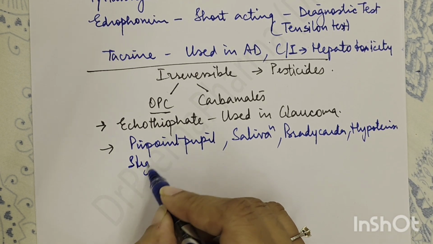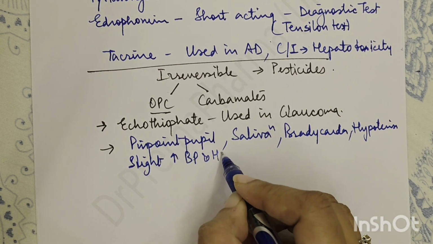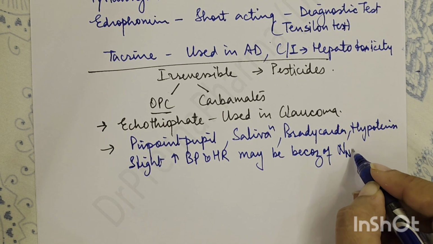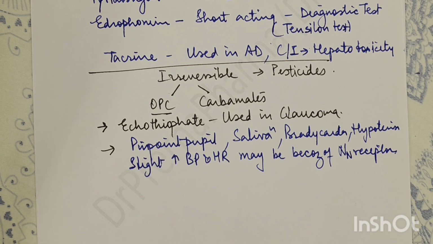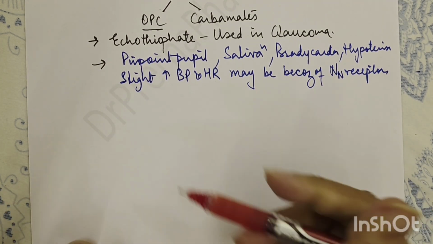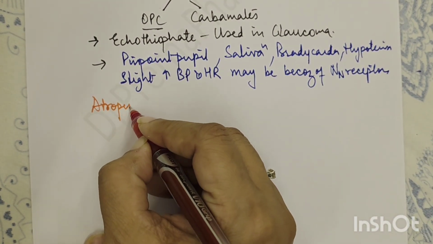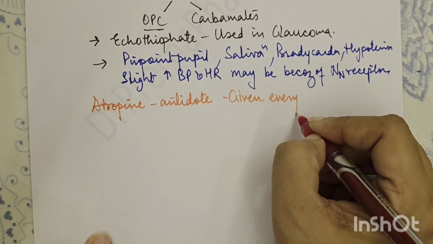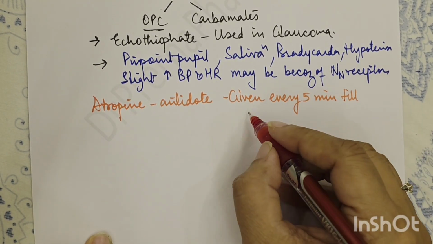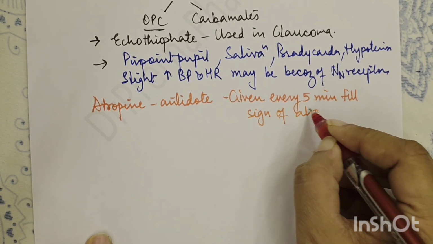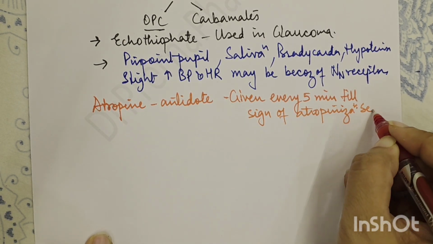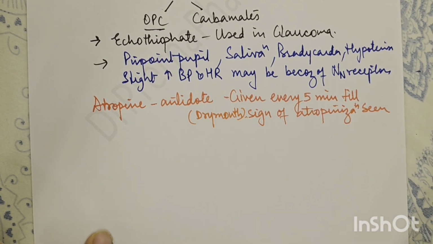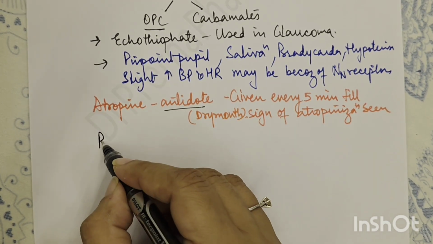Slight increase in BP and heart rate may happen, maybe because of stimulation of N receptors, that is receptors present on the ganglion. Now whenever there is a poisoning by OPC compounds, atropine is the antidote, is the drug of choice. It is given every 5 minutes till sign of atropinization is seen. And what is that sign? The first sign is dry mouth. Okay, so atropine is the antidote here.